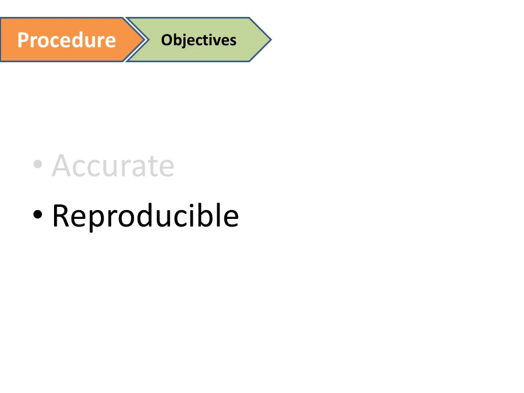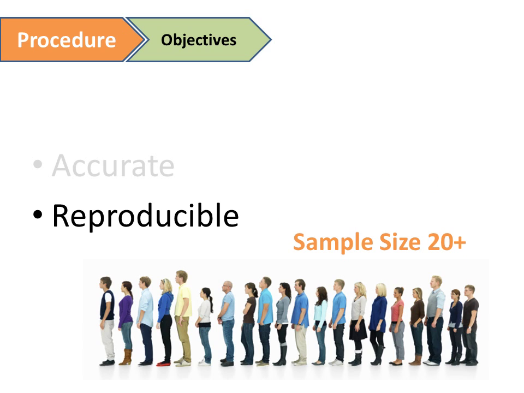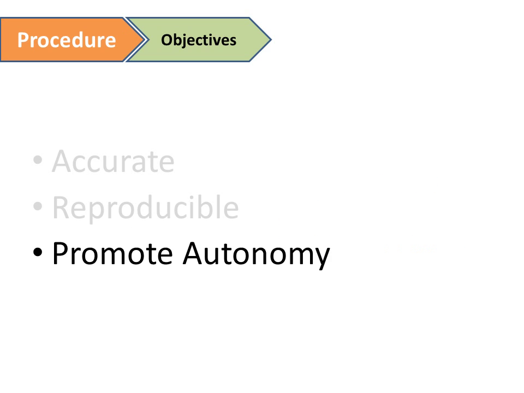The procedure also needs to help your students determine if the results they obtain are consistent and meaningful. To do this, they need to obtain enough data to compare. We'll dig into this more in depth in our next lesson. But a general rule of thumb is to repeat an experiment 3 times, or have a sample size of at least 20. And finally, your protocol should help your students work autonomously.